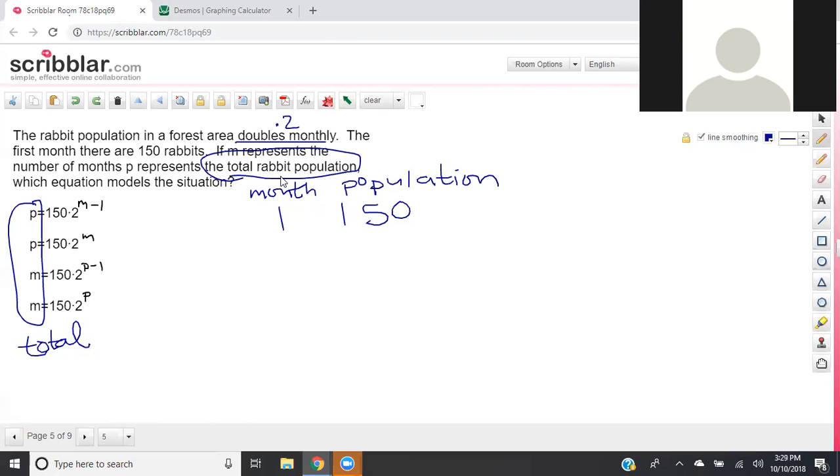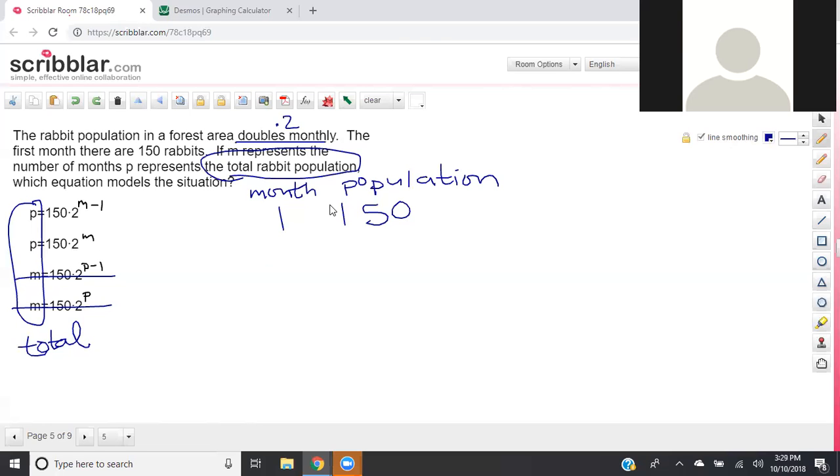Yep, so P for population. So that left side should always be represented by the total. So you've got to go find, well, where's the word total? Or any synonym, any similar word to total. They could use any word, but whatever the total is, that should be our letter on the left. P for population. So it's the first one or the second one that would be right. So how do we know?